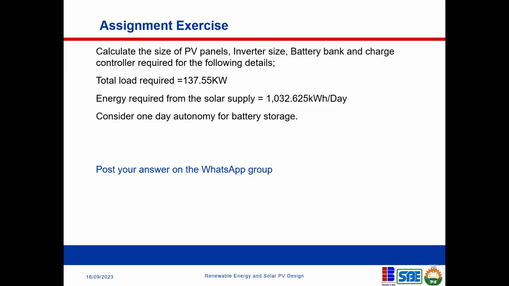Now the client load is 137.55 kilowatts. That is the load. The energy storage that is required for 1 day is 1,032.625 kilowatt hours per day. This is large. This looks like a factory. It is also telling us to consider 1 day of autonomy for battery storage.